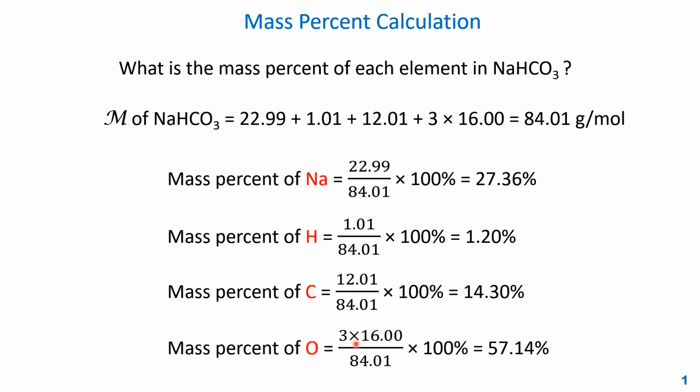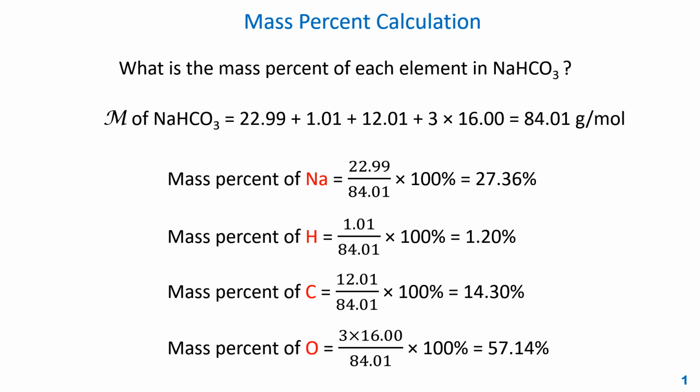The last one is oxygen. Now, oxygen, there are 3 oxygen. Look at the subscript. There are 3 oxygen atoms in this formula. So you have to use 3 multiplied by the molar mass of 1 oxygen divided by the molar mass. The percentage is 57.14%. Okay, so this is how you calculate the mass percent of each element.